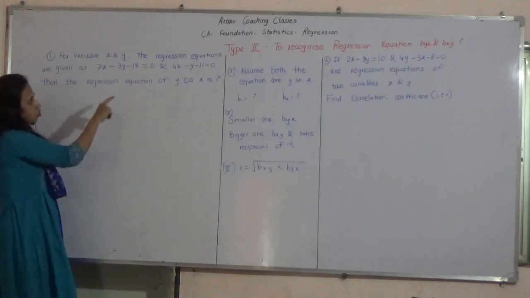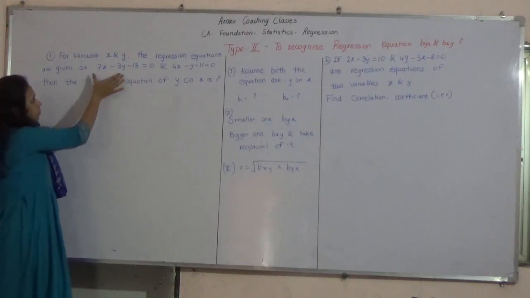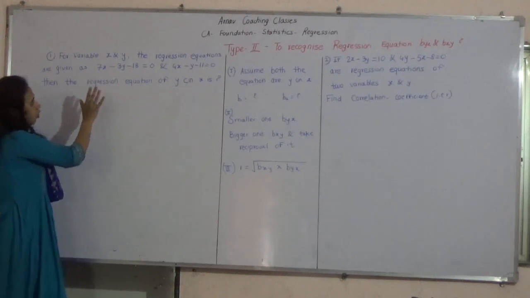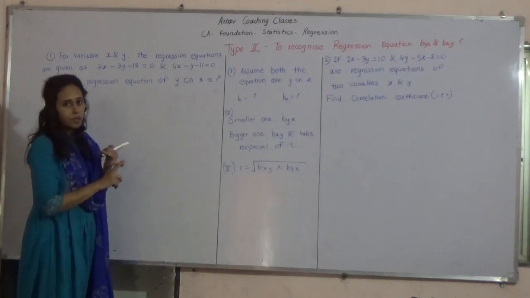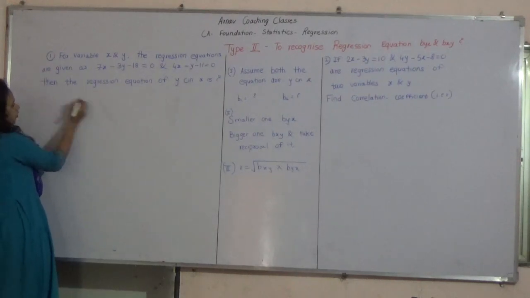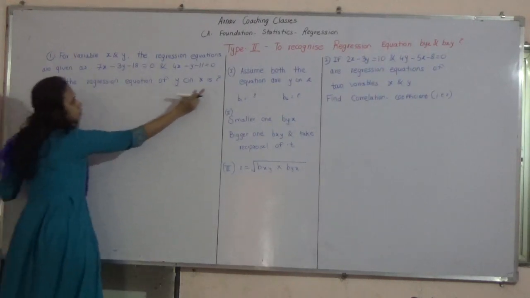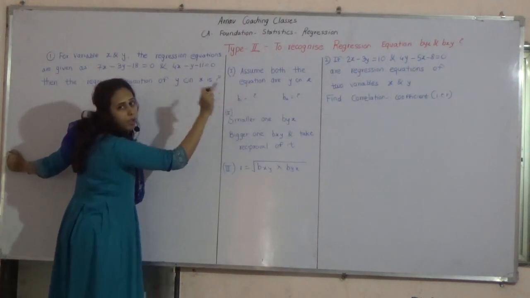See, such type of questions are confirmed questions. What they will ask you, they will give you two equations. Normally they give you two equations and they will ask you which equation is y on x and which is x on y. For solving this, I will give you one shortcut. Our first step is to assume both the equations are y on x.